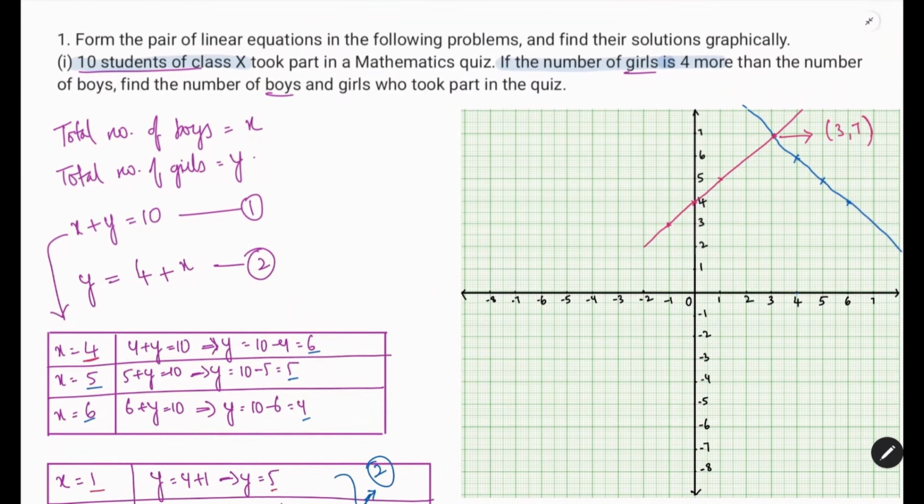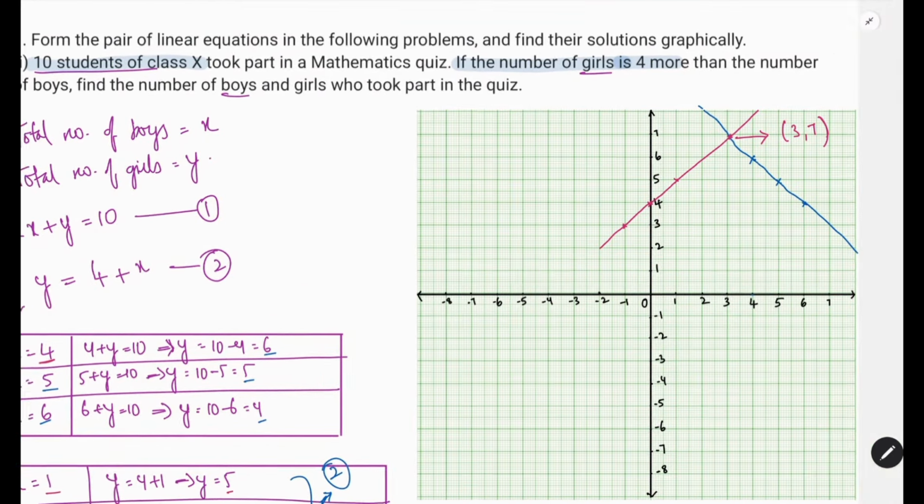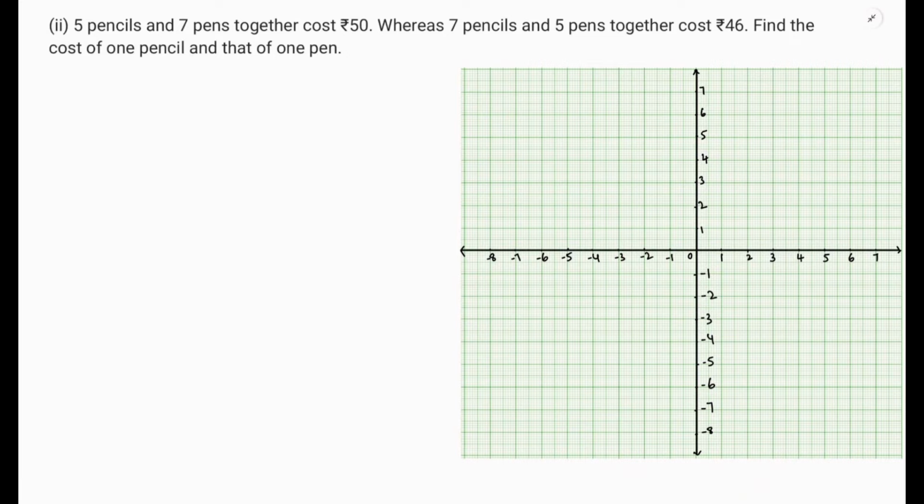Now we will go to the next problem. See, second one: 5 pencils and 7 pens together cost 50 rupees, whereas 7 pencils and 5 pens together cost 46 rupees. Find the cost of 1 pencil and that of 1 pen. So here let us assume cost of 1 pencil equal to x and cost of 1 pen equal to y.